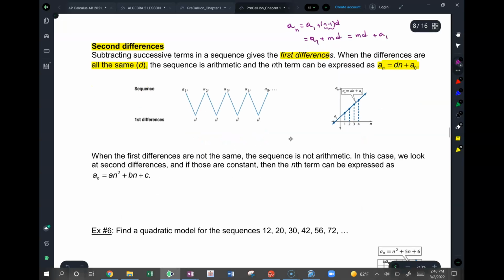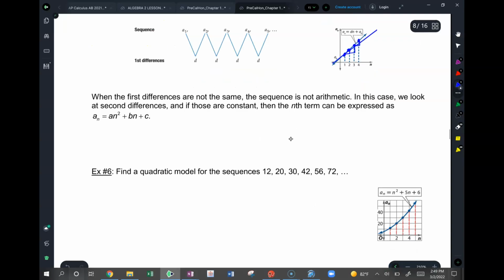So if the first differences are the same, suppose the first term in the sequence is 5. Then for the second term you add 2, then for the third term you add another 2, then another 2 for the next one. So if you graphed all of those terms, you would get a line like this.